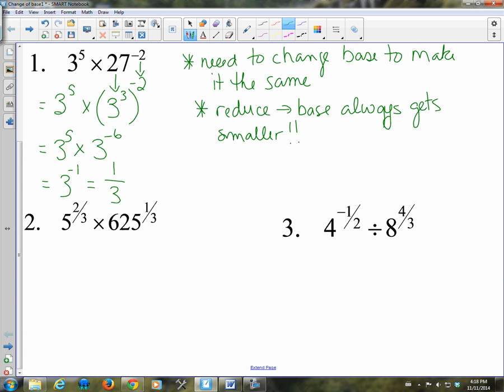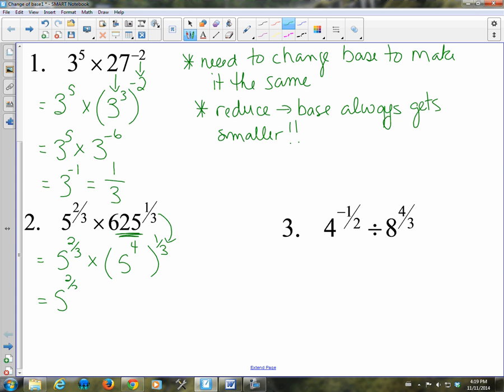We do a couple more. Same thing, the biggest one is always going to change. It's a multiple of 5. So I keep my 5, and I change 625 to 5 to some exponent. Keep my 1/3, don't mess with it. So I know 5 to the exponent 4 is 625. So that's what I put instead of 625. Everything else stays the same.